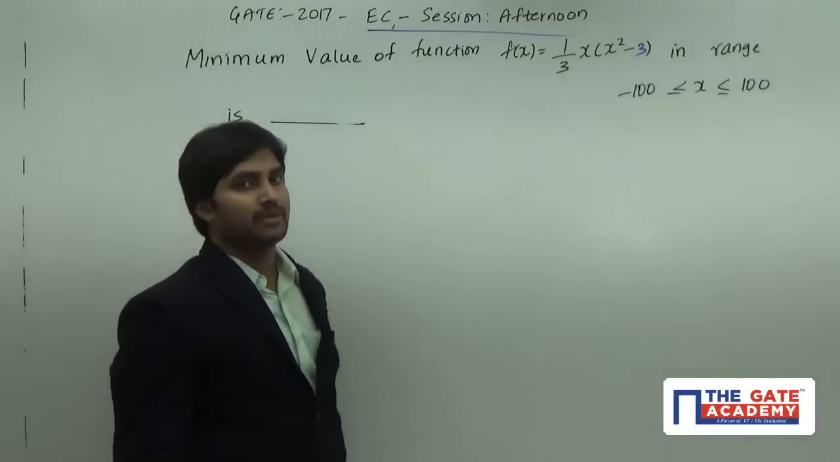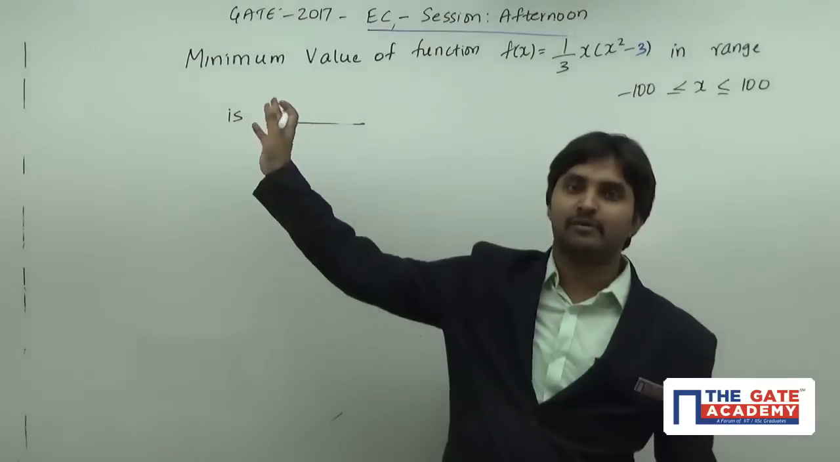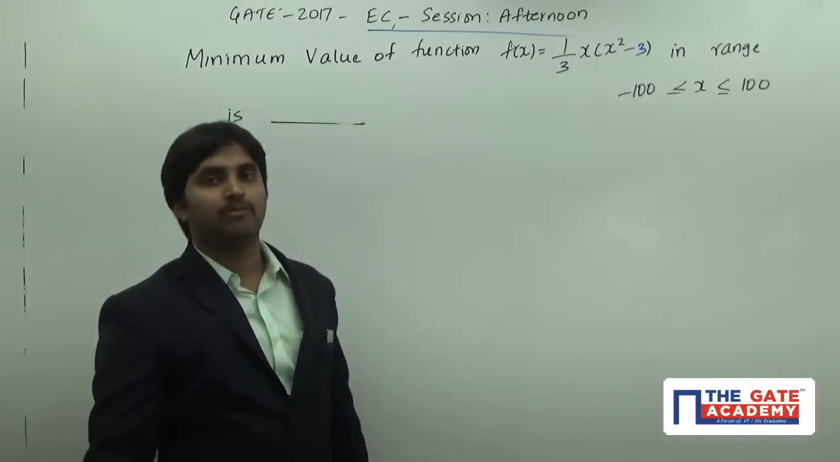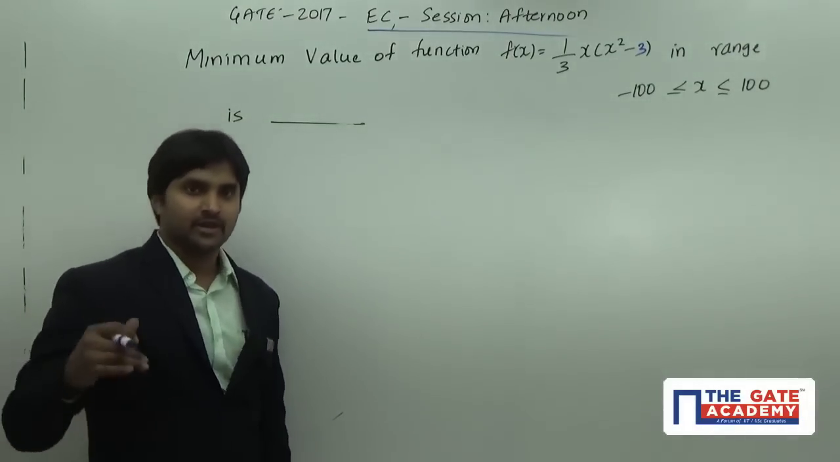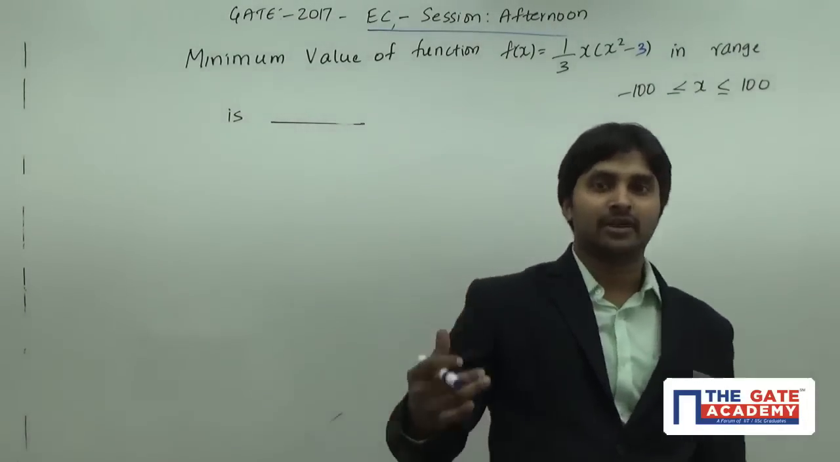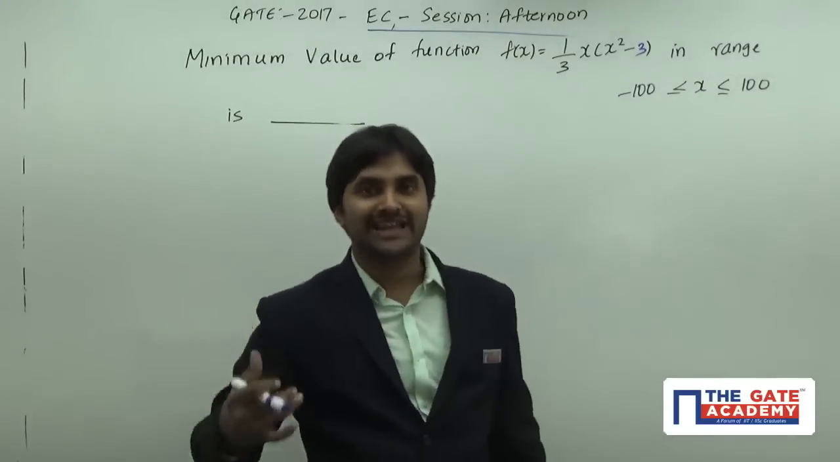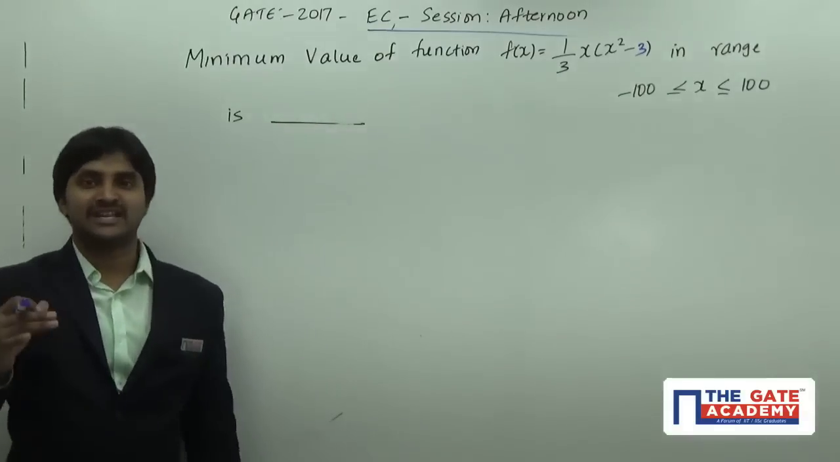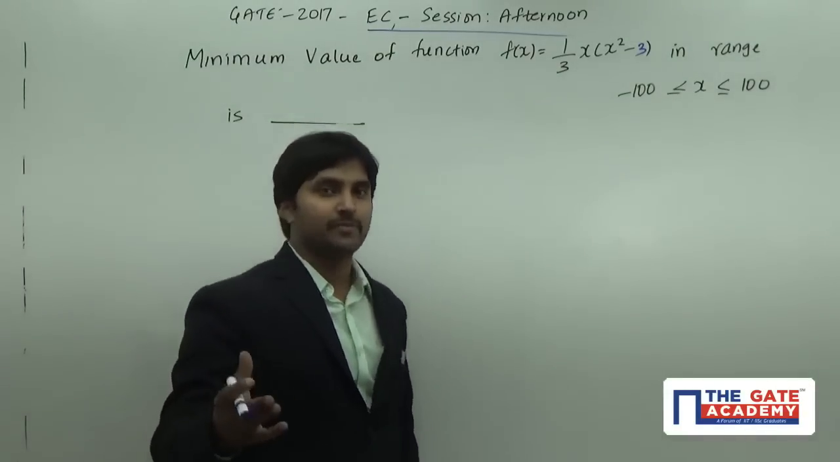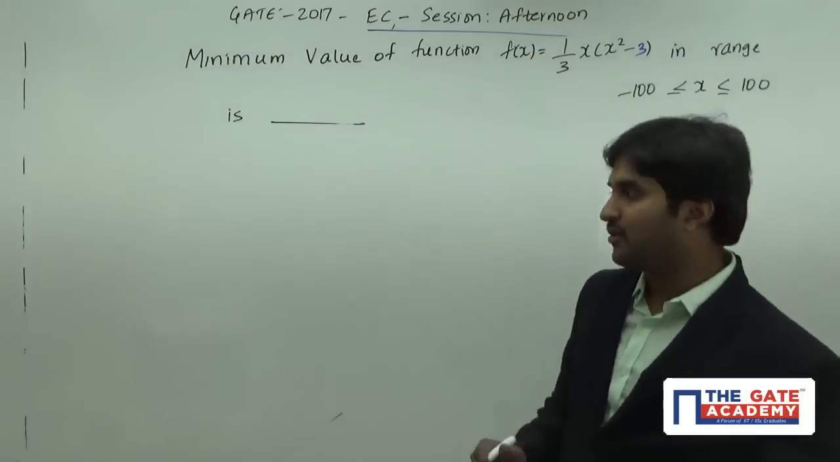It's a very simple problem because it's a problem from maxima and minima, and we know how to solve such problems very simply. Given a function, differentiate it and equate it to 0, and then do the double derivative. If it is less than 0, it's going to give you the maximum. If it is greater than 0, it is going to give you the minimum.